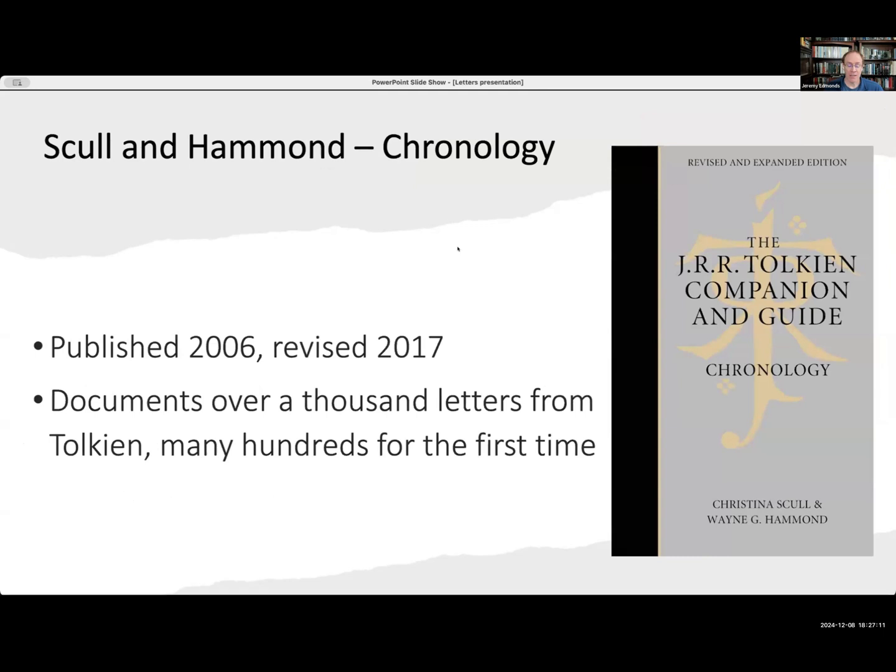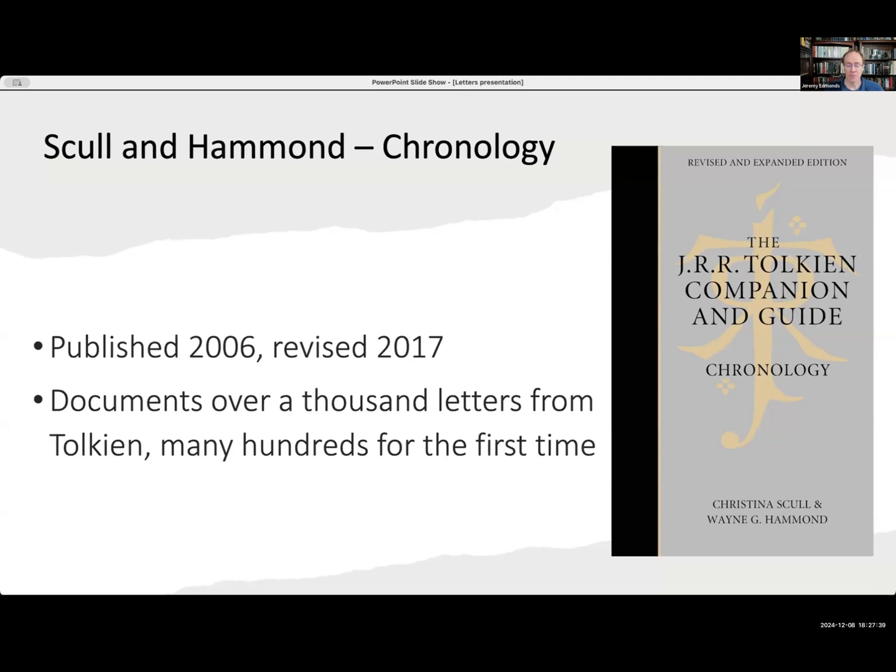Following on from that, in 2006, Christina Scull and Wayne Hammond's Chronology is an incredible resource for more of Tolkien's letters. They were given unprecedented access to archives of the family and the publisher, and able to put together a detailed list of what Tolkien was working on, and letters themselves are mentioned in here and what topics they were on and who they were written to.